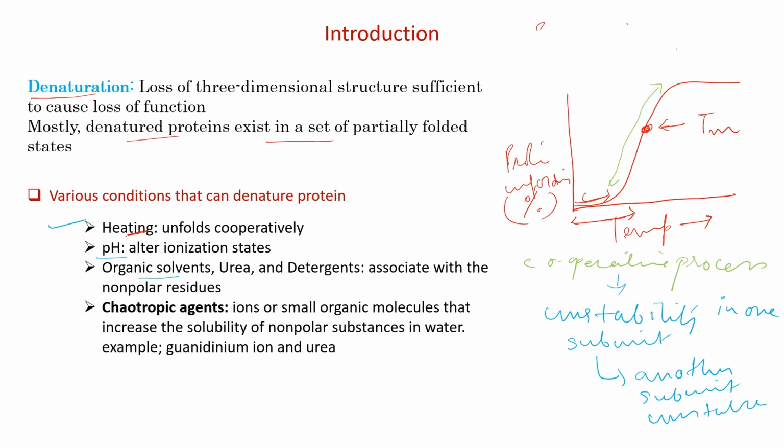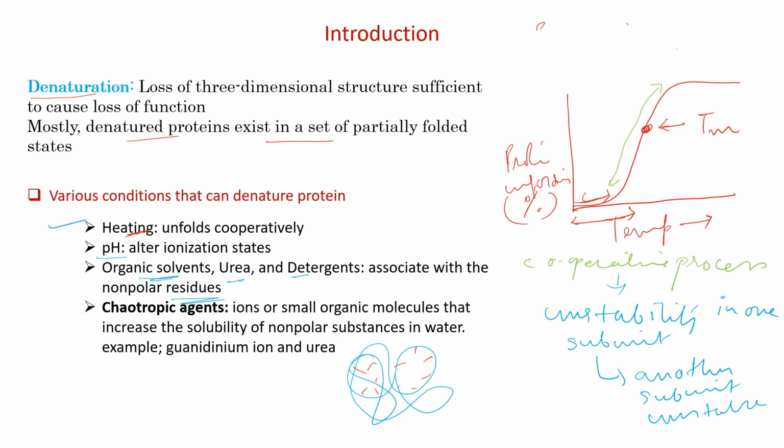What will happen if we add organic solvents, urea and detergents? They mainly associate with nonpolar residues. Where can we find nonpolar residues in a globular protein? We already studied in the previous video. In a globular protein, we'll find the nonpolar residues in the interior, making a hydrophobic core. So organic solvents, urea and detergents disrupt the hydrophobic interactions and hence disrupt the core of the globular protein.